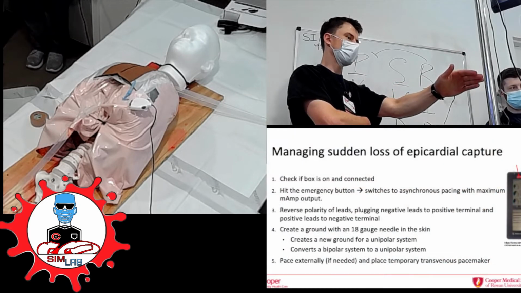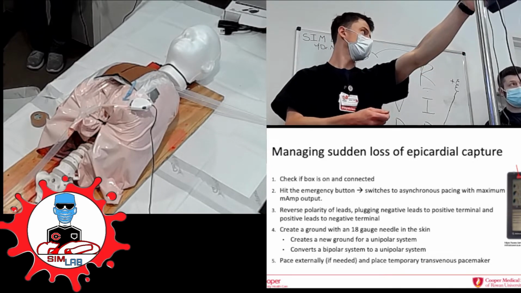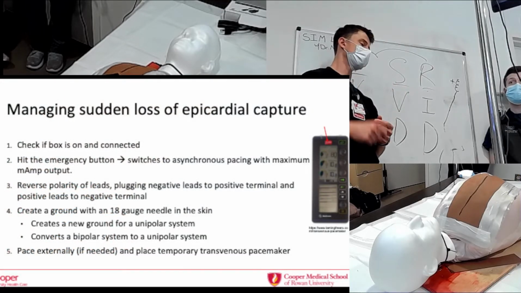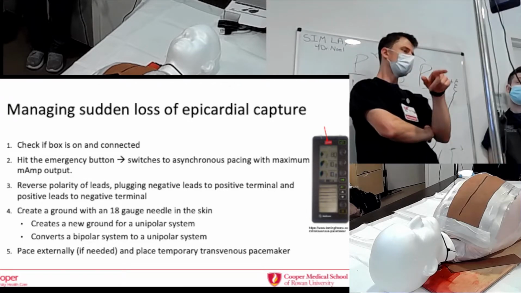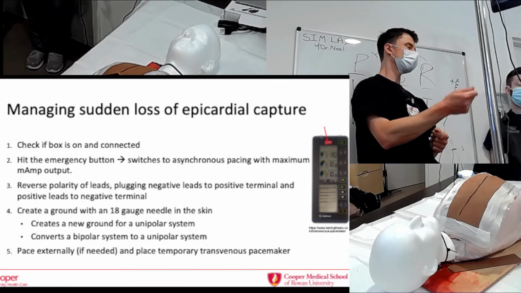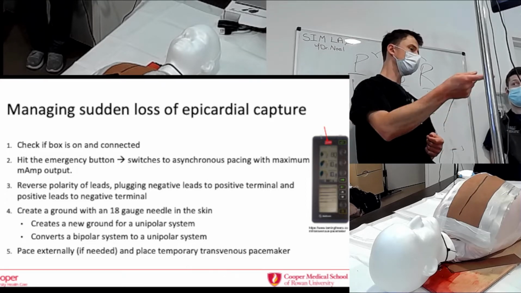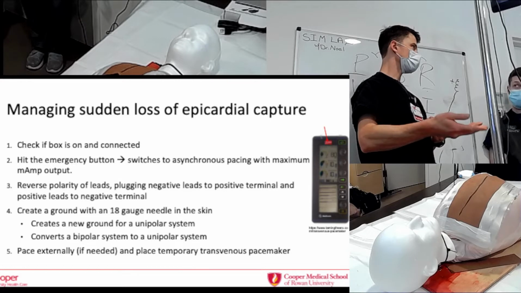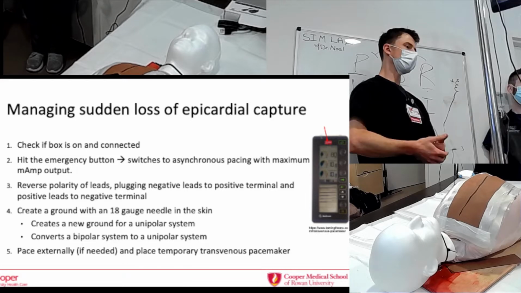Then the second step is we push our emergency button, activate DOO, which maxes out the milliamps and puts a rate at 80. You can go up if you need to, but if you're going to get capture, you should be there. If that doesn't work, next we reversed the polarity of the leads, and the last step is we put in a new ground. Take an 18 gauge needle, whatever needle you have available, and do that. If that didn't work, again reverse the polarity and see if that helps. Beyond that, if they're in arrest, start CPR and try to transcutaneously pace while you're preparing for a transvenous pacer.